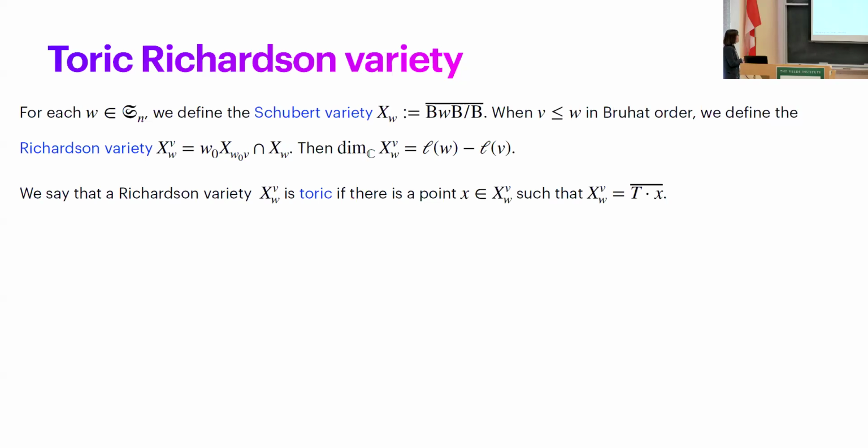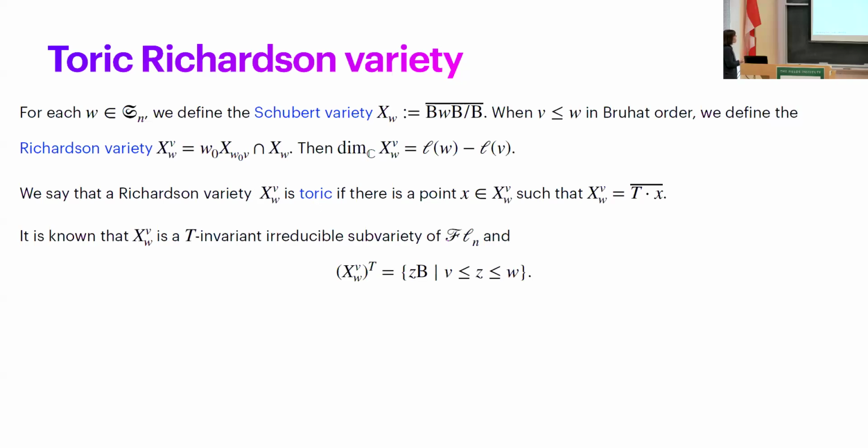Then this Richardson variety is a T-invariant subvariety of the full flag variety, and we say that the Richardson variety X_{v,w} is toric if there is a point x in the variety such that the closure of the orbit Tx is the same as the Richardson variety. So the Richardson variety becomes a toric variety, and we call it a toric Richardson variety.